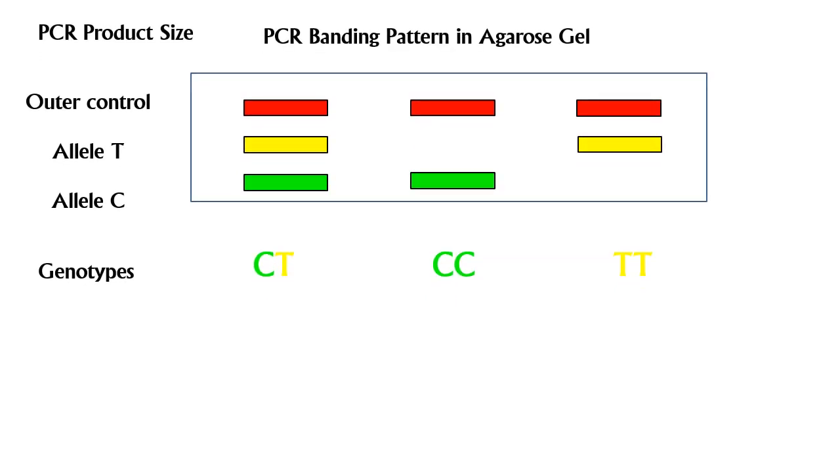Now let us see, we have performed a T-ARMS PCR and we want to know what the results are. We will run the product of the T-ARMS PCR on an agarose gel. When we run it on a 2.5% or 3% agarose gel, we will get this type of banding pattern.